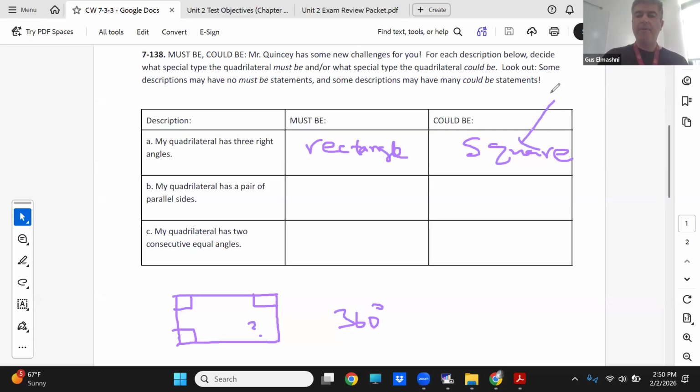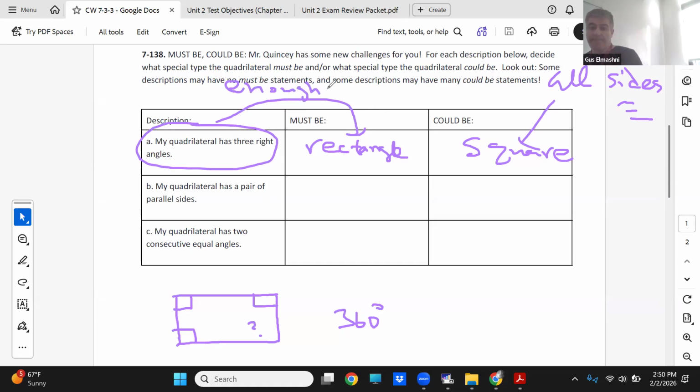So for this to be a square, all sides must be congruent. We don't know that. But this is enough. So it's all about, is it enough? Is that enough to call it a rectangle? 100% it is. That's enough. But you have to dig deeper to make it a square. Do we have that extra information right now? Nope. That's why it could be a square, but it must be a rectangle, because you have enough. It's all about having enough.